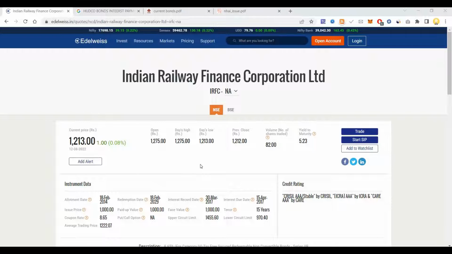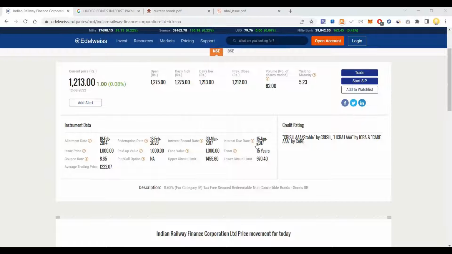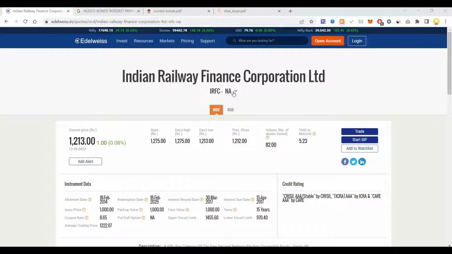Unlike stocks where the dividend dates are easily accessible on various websites, these bonds' interest payment dates are not easily available on most of the websites. That is what I've noticed. And bonds are also not very much traded in the liquid market like stocks. So what we can do is use the interest due date. You can see the interest due date of various bonds.